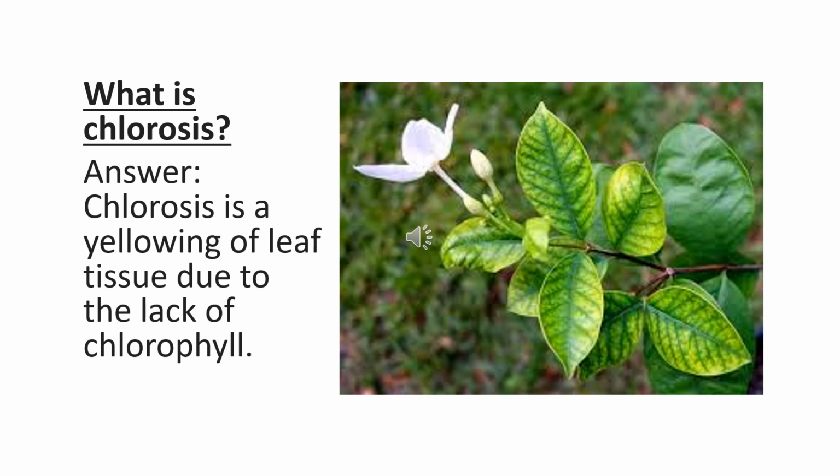Now let's know some of the terms. What are those? First one is, what is chlorosis? Chlorosis is a yellowing of leaf tissue due to the lack of chlorophyll. Look at the picture. All the leaves are turning yellow. And what is the reason for this? That is the lack of chlorophyll.